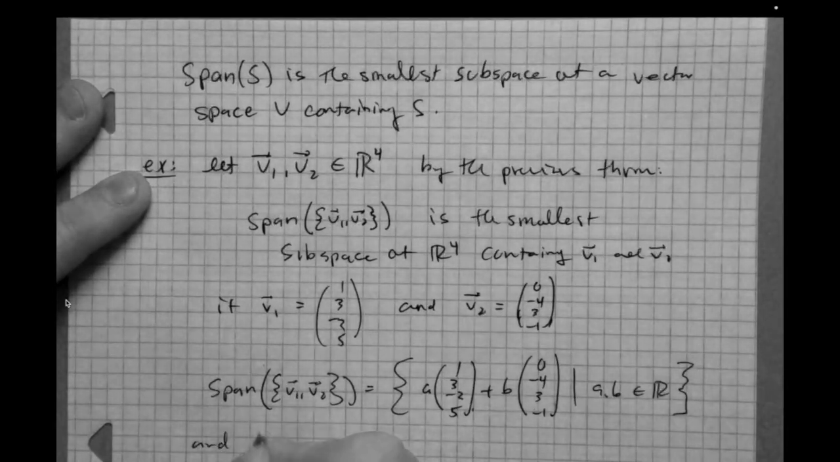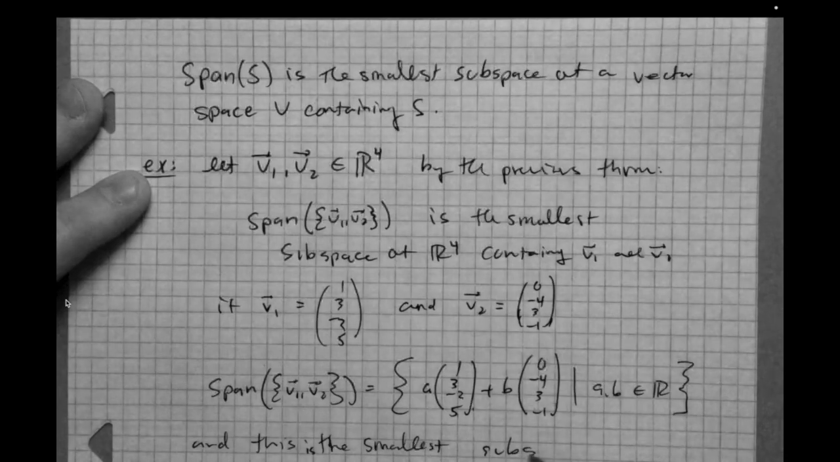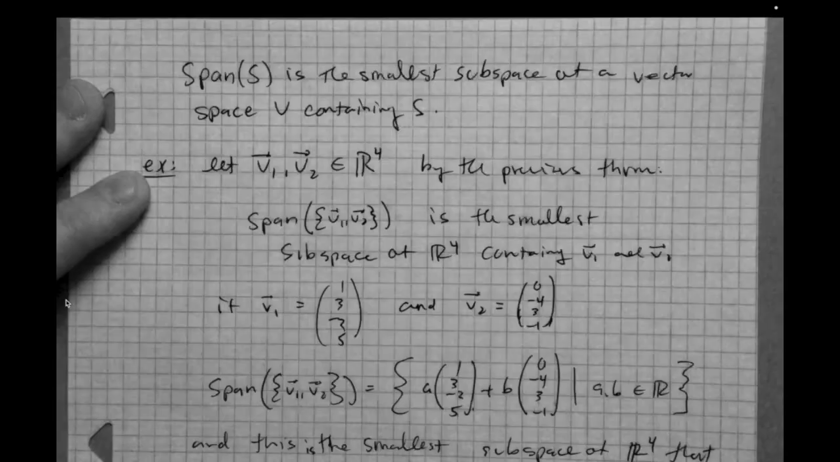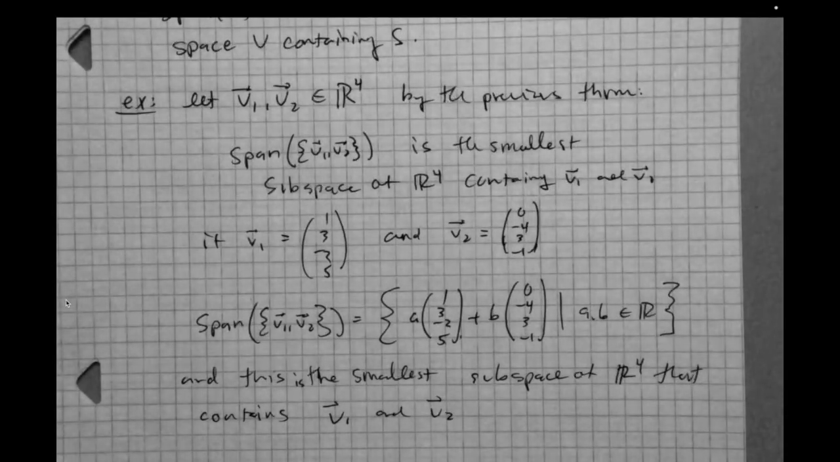And this is the smallest subspace of R4 that contains these two vectors. There's not going to be a smaller subspace than this that contains these two vectors.